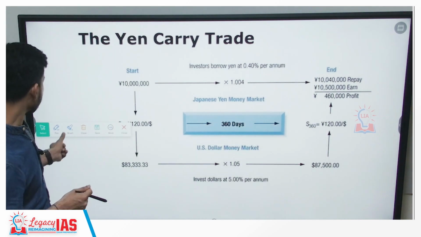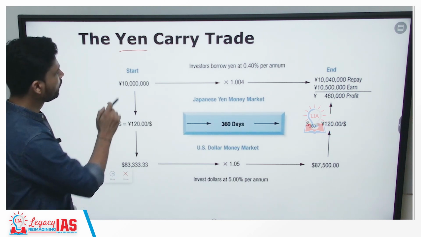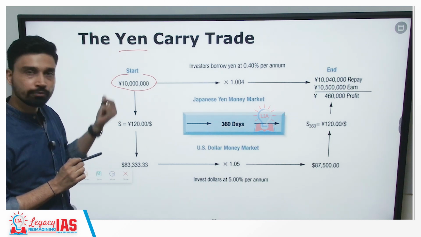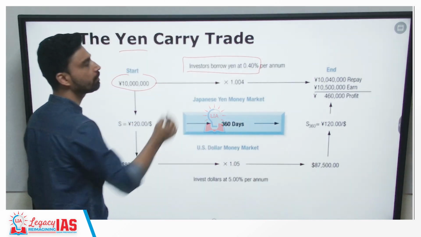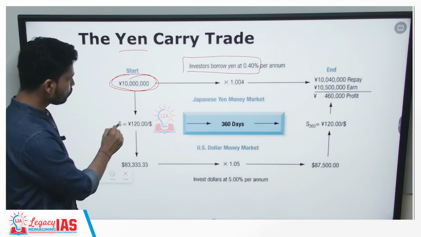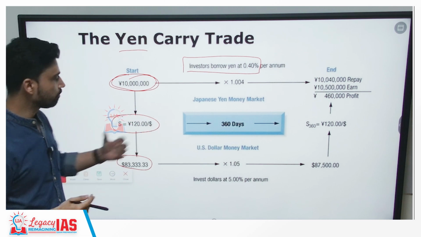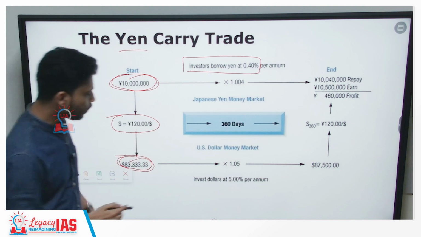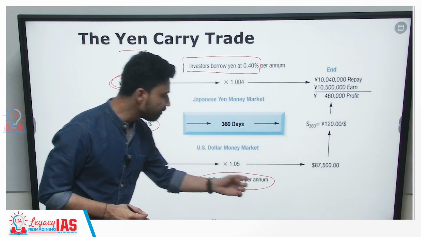Now, we can try to understand this example of the yen carry trade from this particular diagram. Suppose in the beginning you have borrowed 10 million yen from Japan. Let us suppose that the interest rate in Japan is 0.4% per annum. Now, suppose this 10 million yen is equal to about 83,000 US dollars if you use the currency conversion. Let us suppose you have a capital of 83,333 US dollars and you have invested in dollars, and in the US market the dollars are giving you a yield of, let us say, 5% per annum.